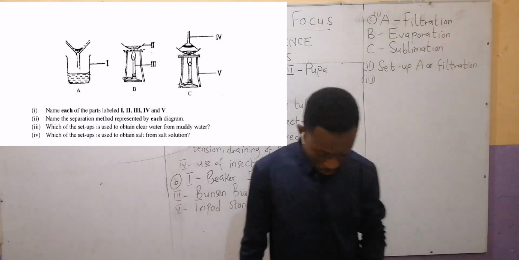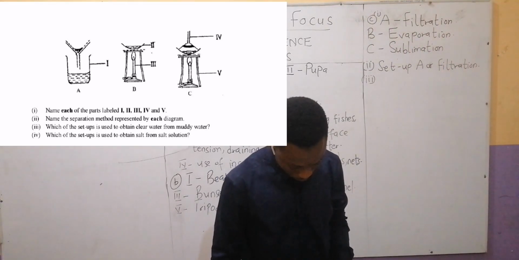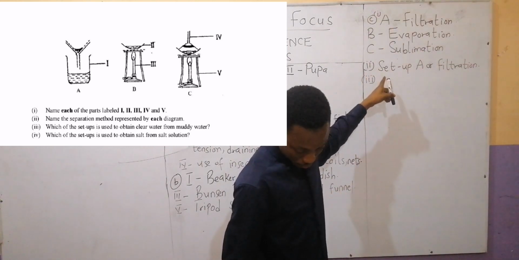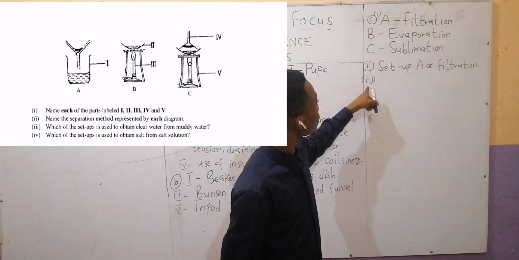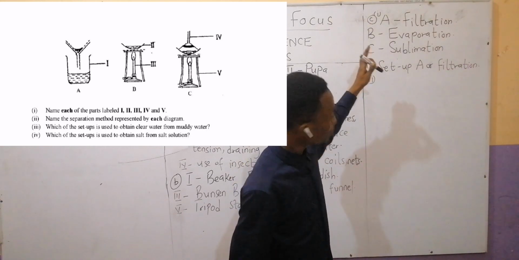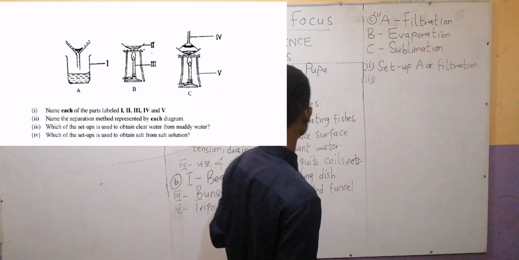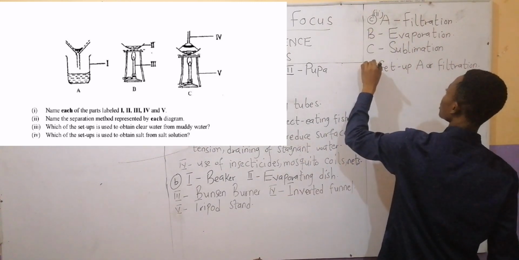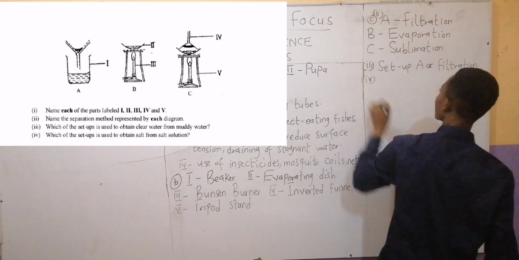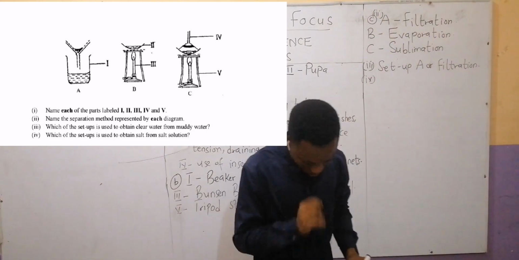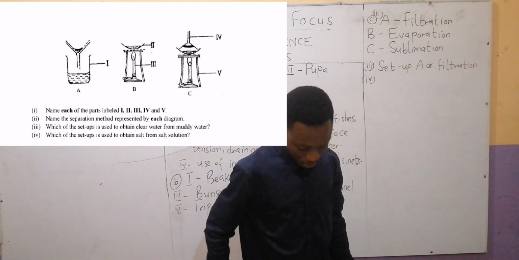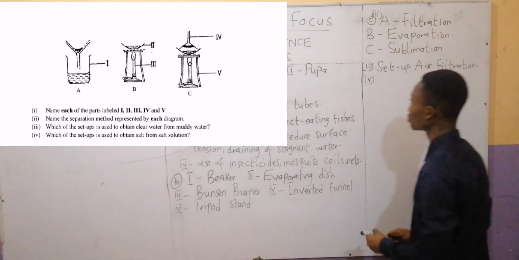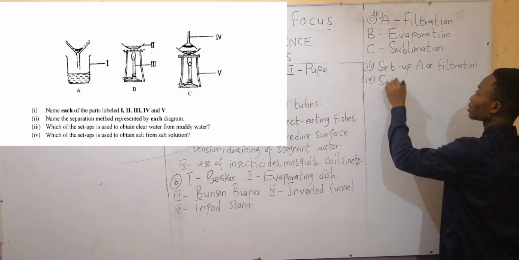Which of the setups is used to obtain salt from salt solution? Salt from salt solution. And that will go to setup B, that is evaporation.